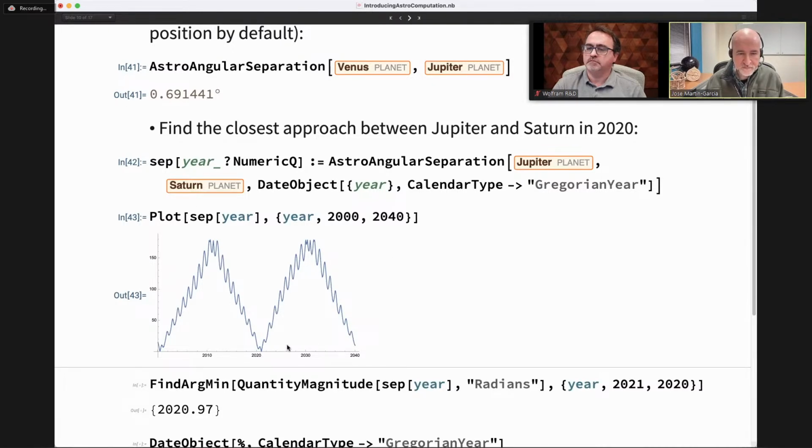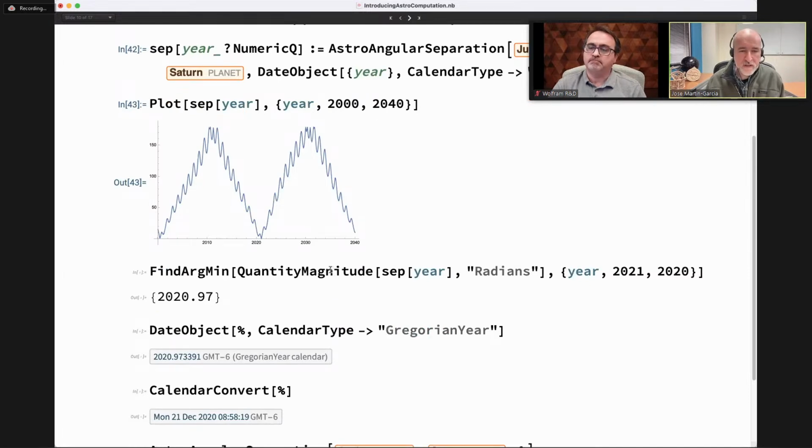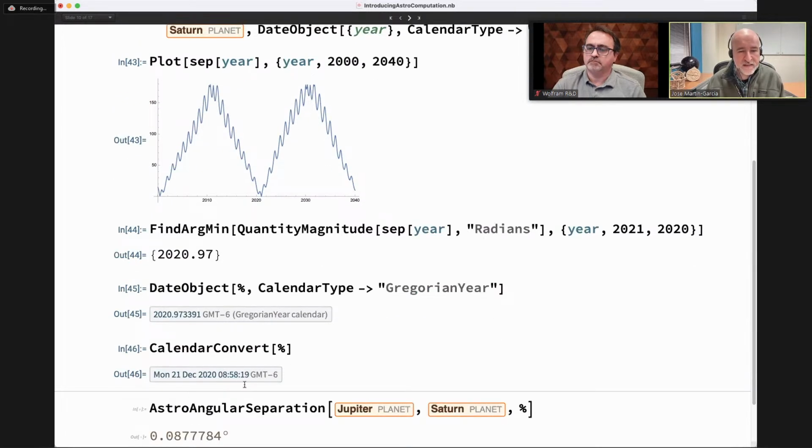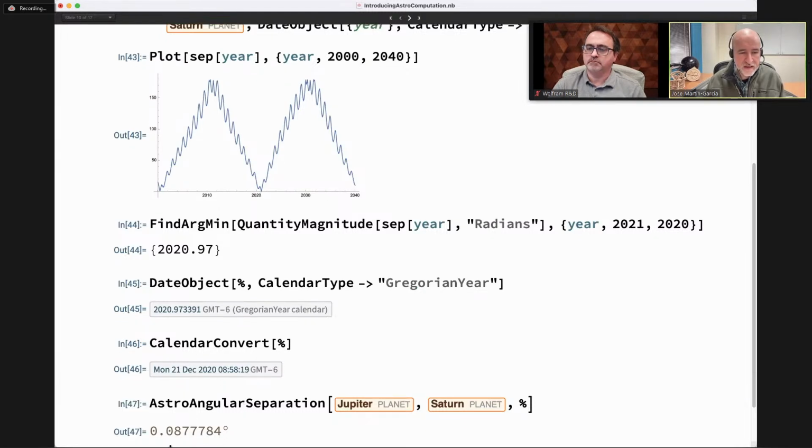We are now about here. We can use the powerful functionality in the rest of Wolfram Language to compute when that happened. So that's this function. And we can convert that into the Gregorian calendar, which is what we were using originally, the standard civil calendar. And we see that was the date and the time when that moment of closest approach in angular distance on the celestial sphere happened. And this was the distance between the two planets on that date.